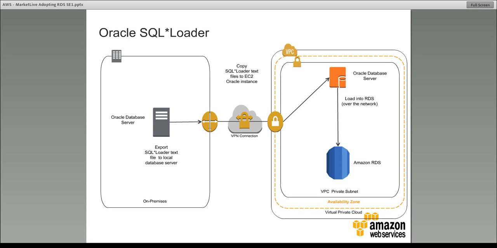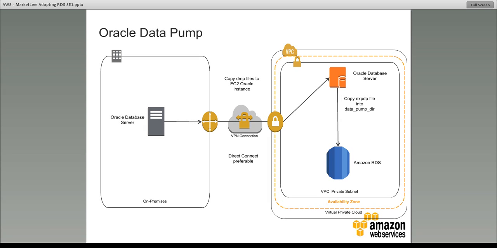The next option is SQL Loader. So this is a common tool that's used by Oracle DBAs to migrate data between instances. In this case, you can just take your SQL Loader text file and then copy it either into another Oracle database running on EC2 to then load into RDS, or load it directly into the RDS instance. And so SQL Loader could be an option if that's a tool set that your team is most familiar with.